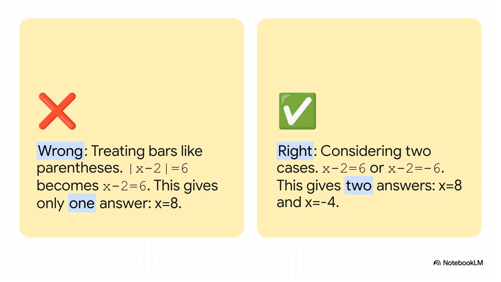On the left, that's the trap in action. You treat it like parentheses, you solve for x, you get 8, and you move on, thinking you're done. But if we remember our distance definition, we're asking a different question. What numbers are 6 units away from 2? Well, 8 is 6 units away, but so is -4. This is why you have to check both cases. The stuff inside could equal 6, or it could equal -6. That's how you find both answers.